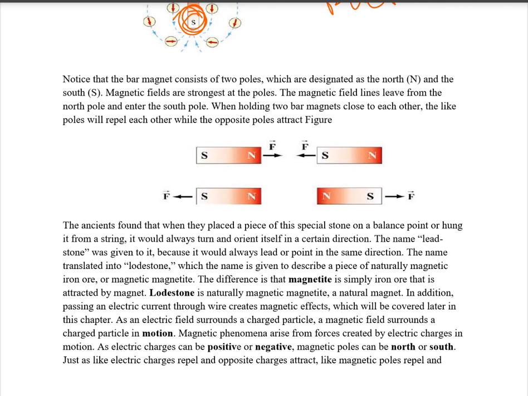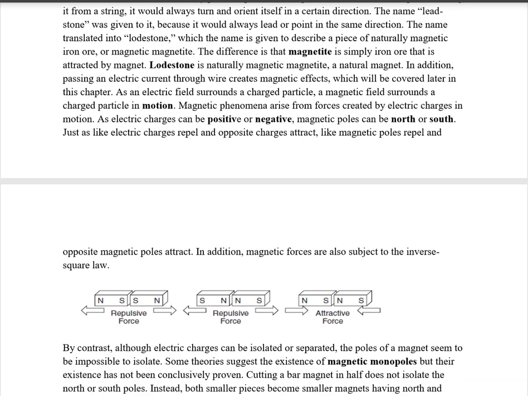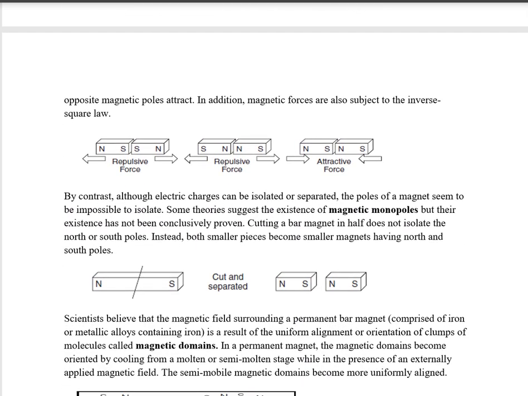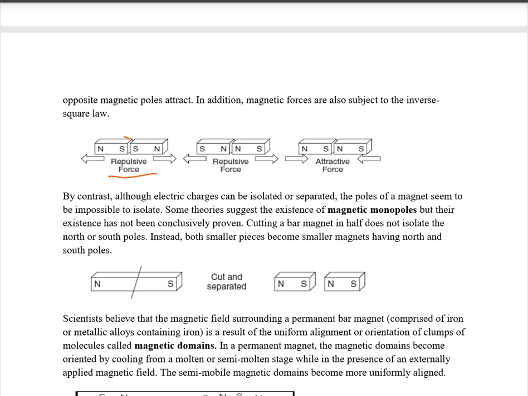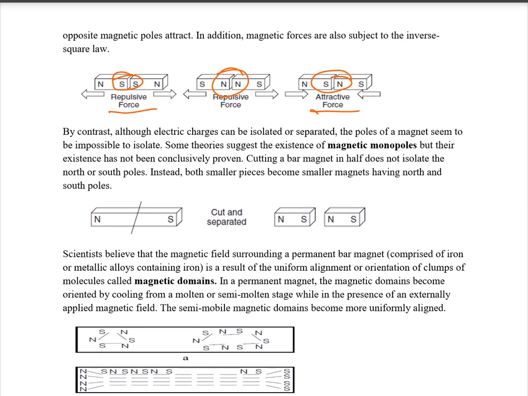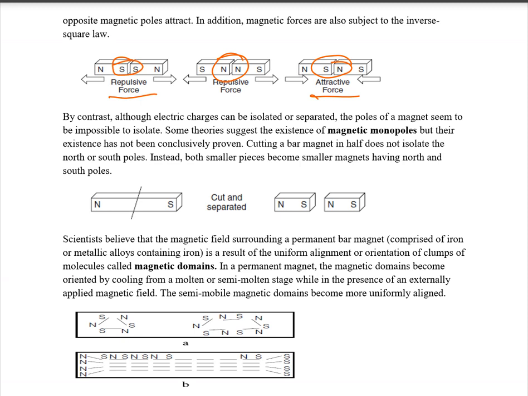And there is a force between these two poles. If the poles are opposite poles, that means north and south, there is an attractive force. But if the poles are like poles, north north or south south, there is what? A repulsive force. So south south and north north is repulsive, but if it is north and south, there is what? An attractive force.